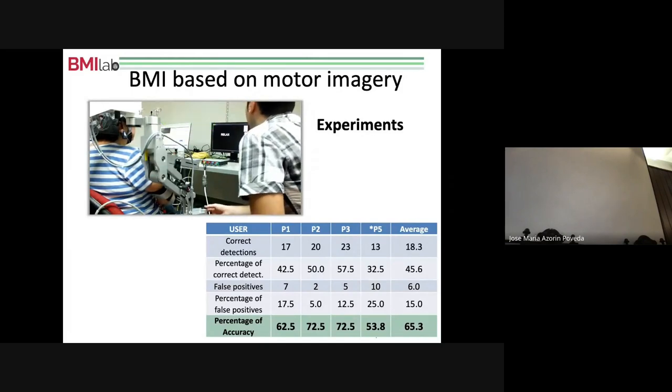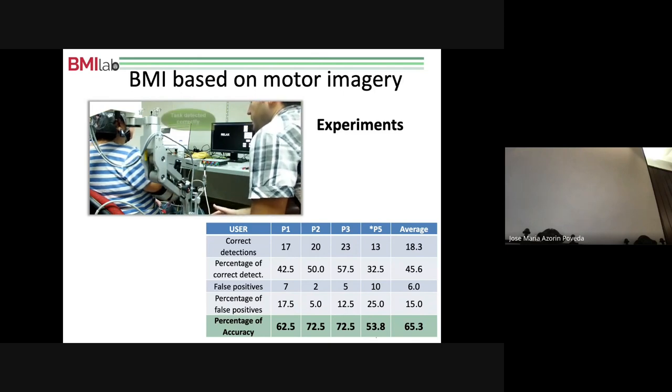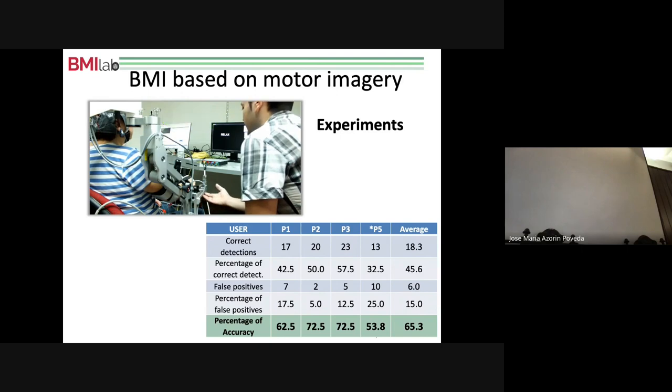So the good thing is that the person is in charge all the time of the rehabilitation. I mean, there is not a person that is actually moving the arm of the person. It's the person themselves, okay? So we think that this is going to be better for the patient, because at the same time, we are stimulating the brain of the person, and on the other hand, we are producing the movement of the arm. So you can see here in the table some results that we got.